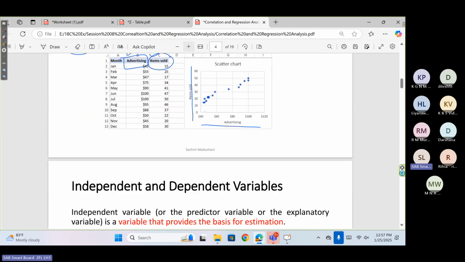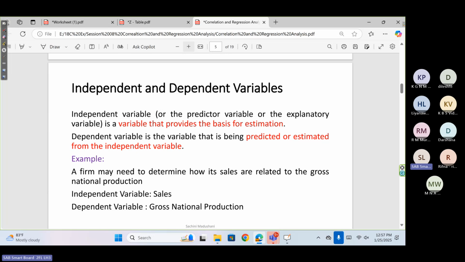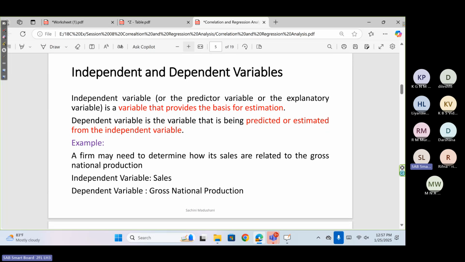It's clear, no? Then already you know the independent and the dependent variable. The independent one is the predictor, and the dependent one is the predicted one. Using the independent variable, we can predict or estimate the value of the dependent variable. Understood?